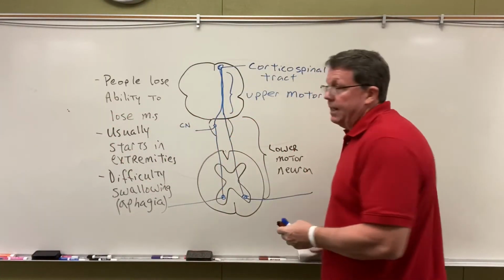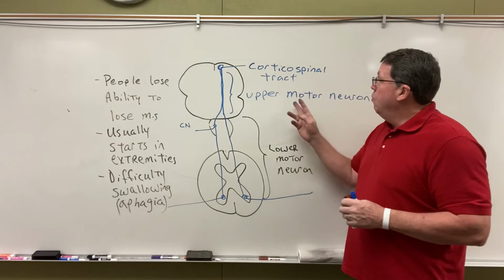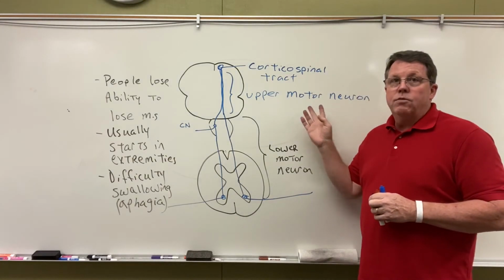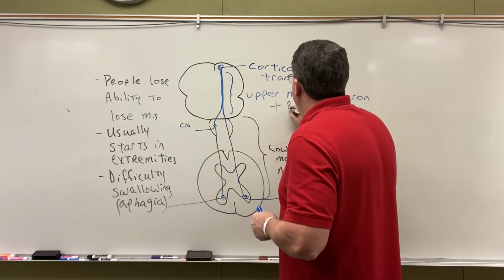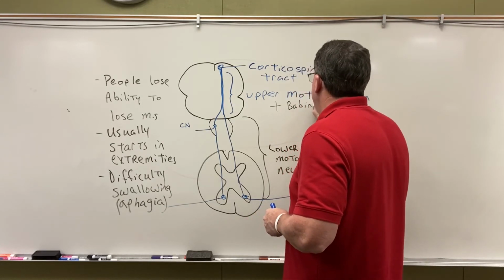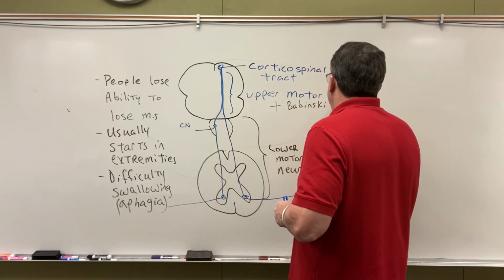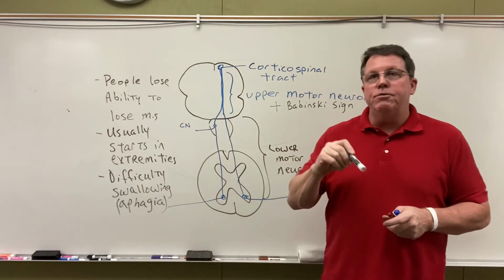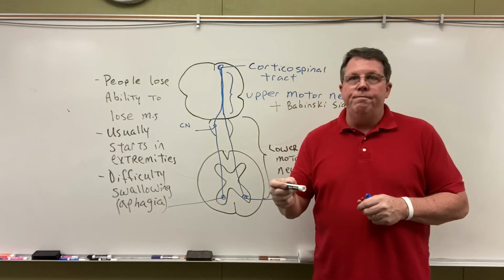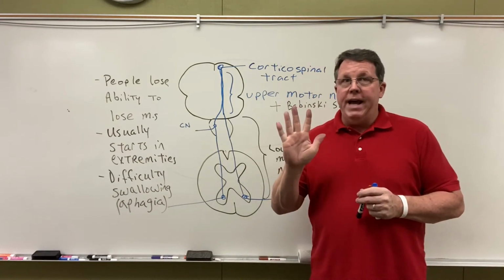Now, there's a few other things that can happen too. When it affects the upper motor neurons, you can get a spastic paralysis, but you're also going to get what we call a positive Babinski sign. A Babinski sign is when you take an object and rub it on the bottom of the foot, and the toes will flare back.